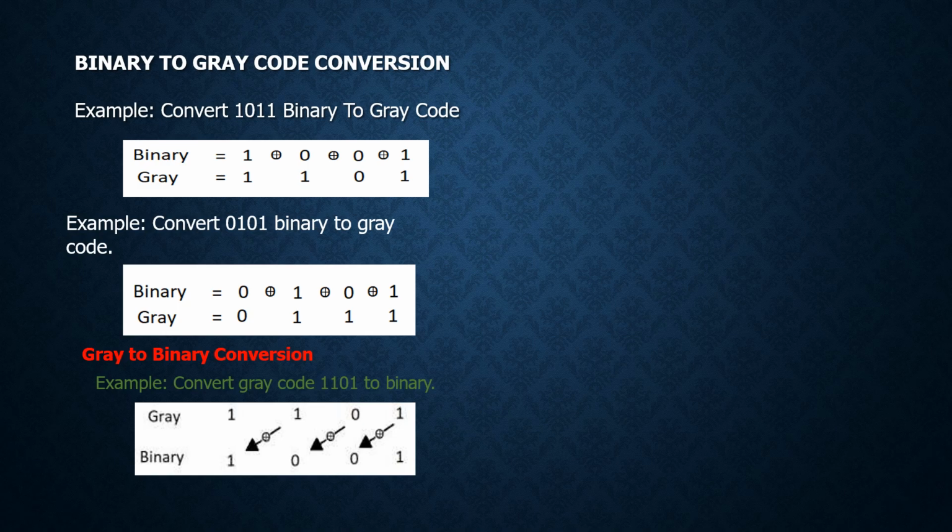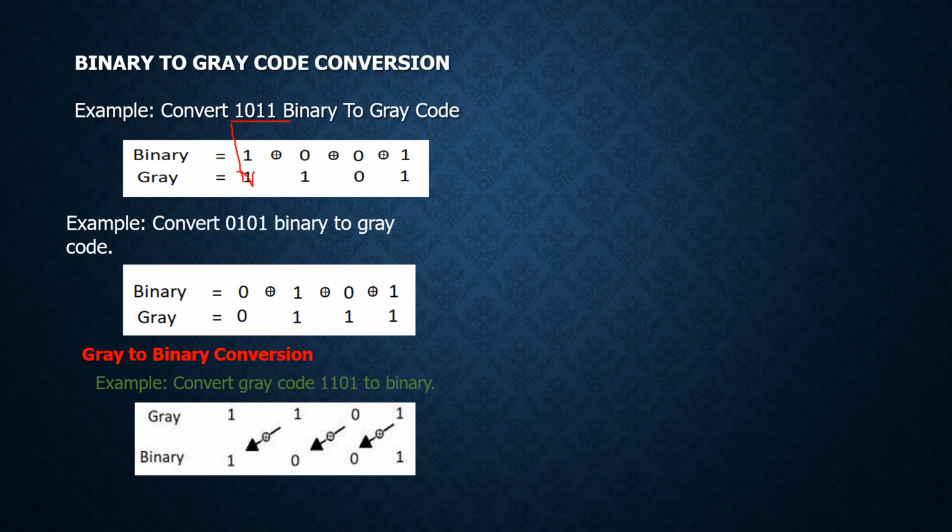Convert 1011 binary to gray code. This is the binary code, and you are writing the gray code as such. Remember one thing: always the first value of a binary code will be the same for the gray code.